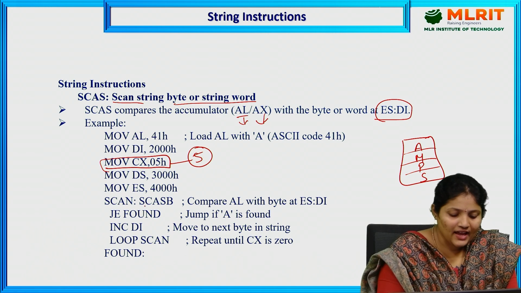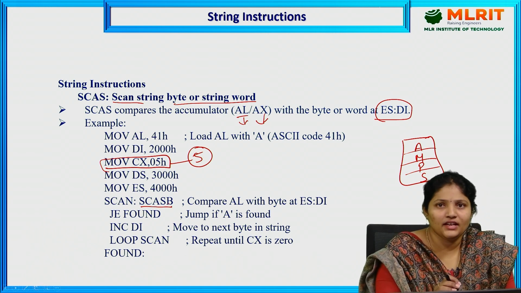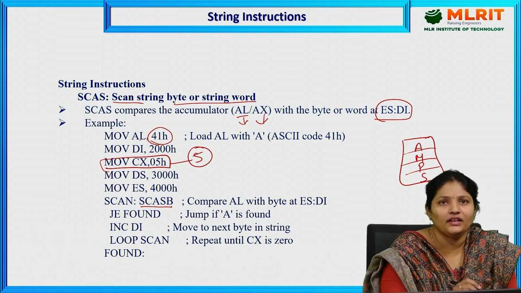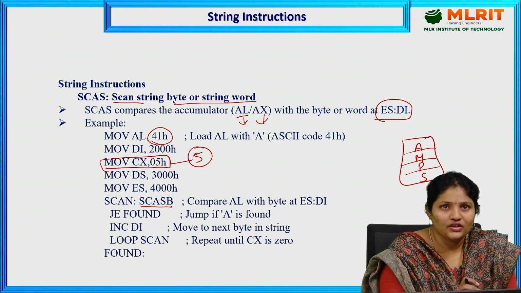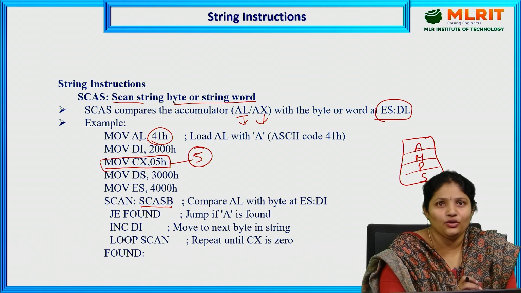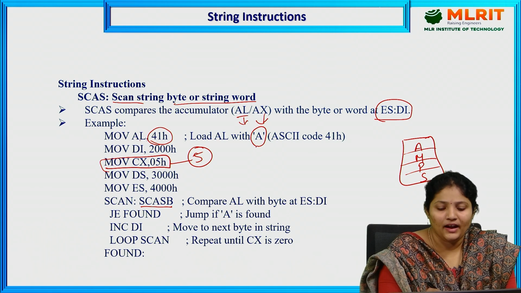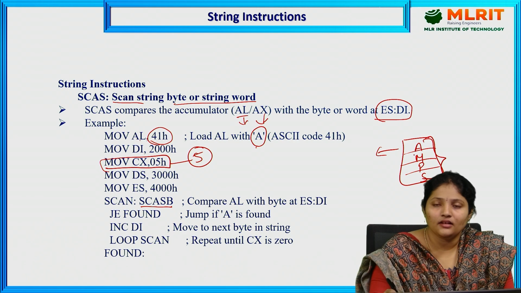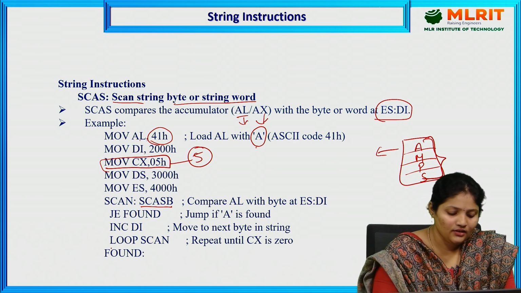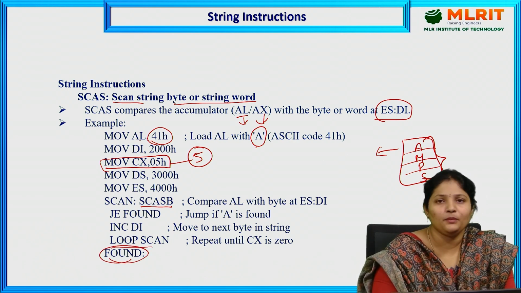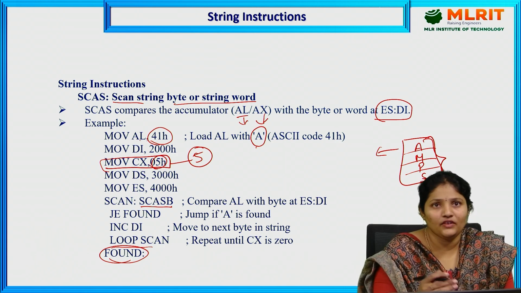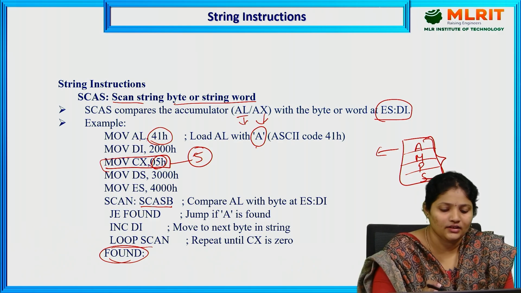Coming to SCASB, it will check. Here I am moving AL with the value 41H. 41H is the ASCII value of the character A. So it will search for the A character in this memory location. If the A character is found, then it will end the loop and execute the label found. If it is not there, it will execute until 5 bytes, and if it is still not found, it will end the execution there itself.